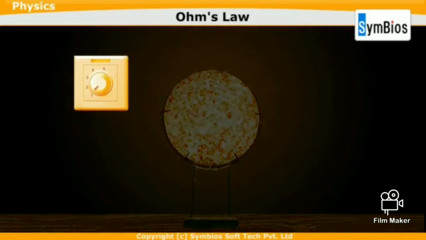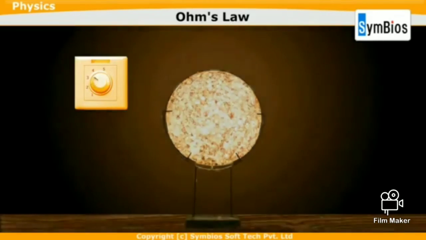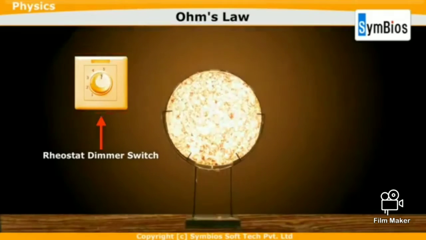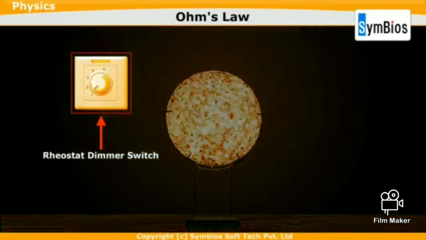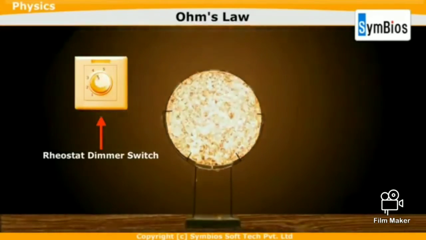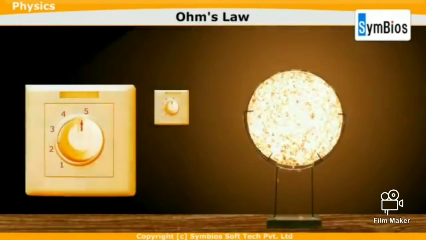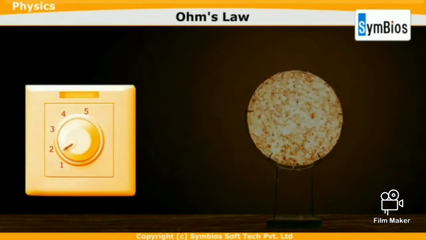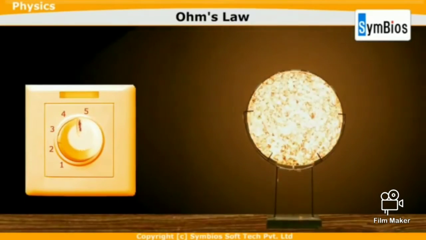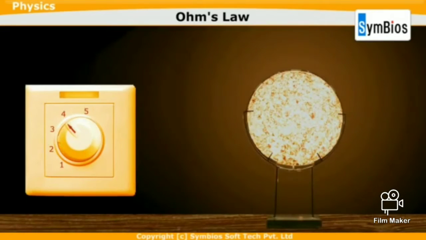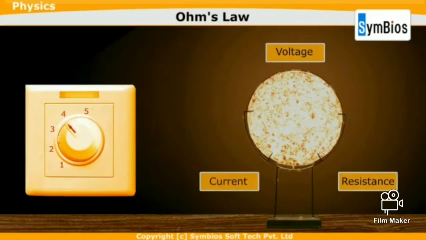Let's find out. The switch used for the dimmer light is a rheostat dimmer switch. It is an example of the Ohm's law application. The movement of the dimmer switch changes the voltage across the bulb and alters the electrical current. This affects the flow of current supply to the bulb, making it glow bright or dim.